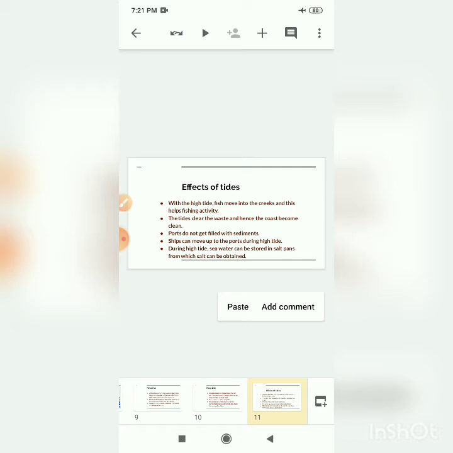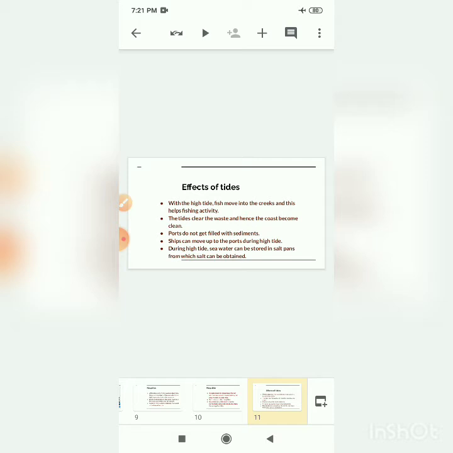Third point, ports do not get filled with sediments. Sediments, you can say, rocks or pebbles. So because of the tides, ports do not get filled with sediments. Fourth point, ships can move up to the ports during high tide. So during high tide, ships can move up towards the port, only during the high tide.